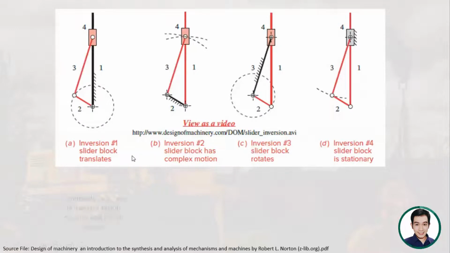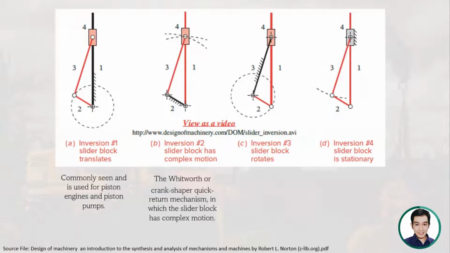Inversion 1 in that particular video is called the slider block translate. The slider block translate is commonly used and seen in piston engines and piston pumps. Inversion 2, a slider block which has a complex motion, an example of which is the Whitworth or the crank shaper quick return mechanism, in which the slider block has a complex motion. Inversion 3 is a slider block with pure rotation, and inversion 4 is a slider block which is stationary and is used in hand-operated well pump mechanisms.